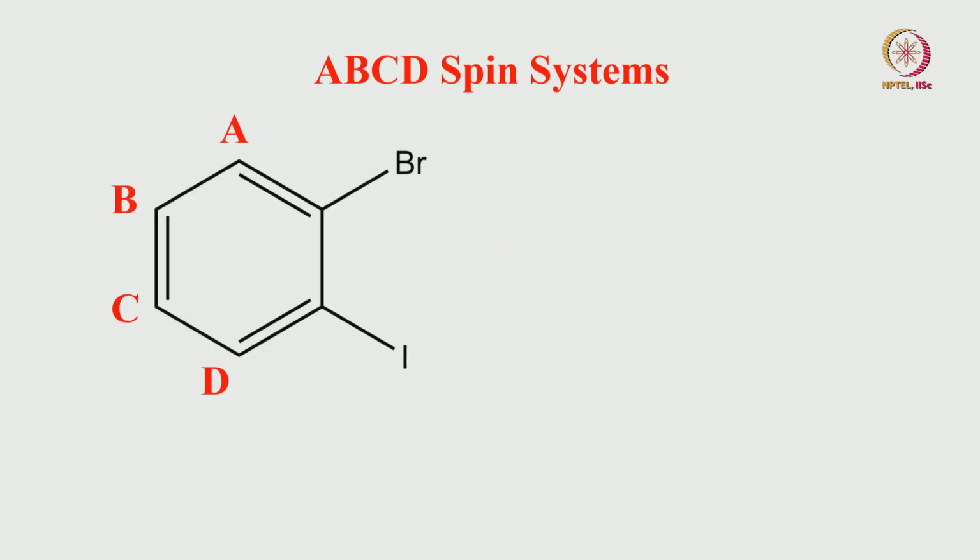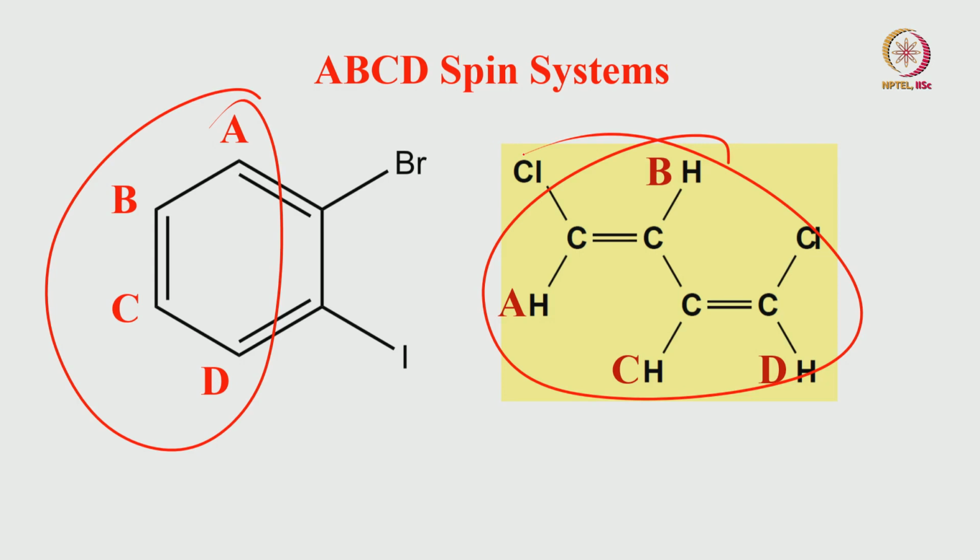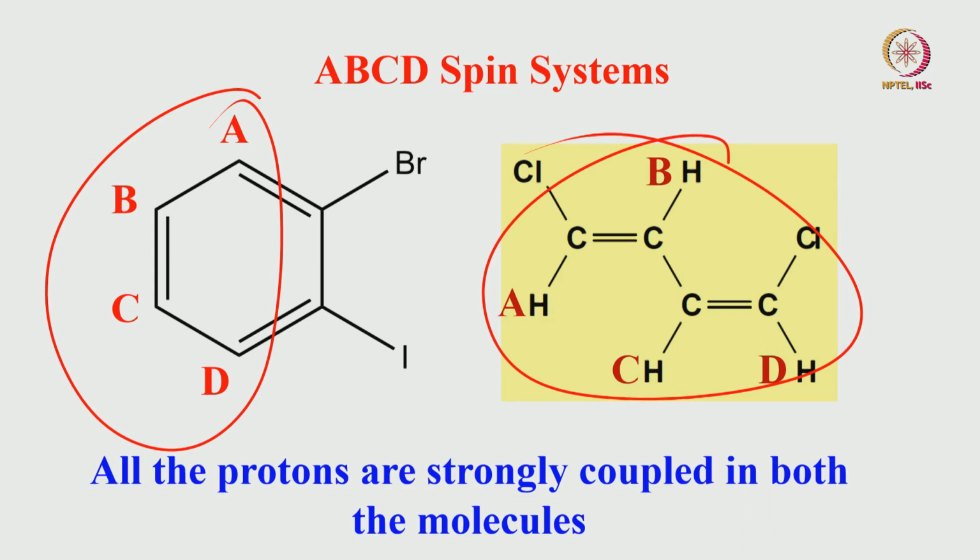So, for a simple example of a strongly coupled spin system, in this molecule these 4 protons are strongly coupled, called ABCD. This is another example, ABCD, strongly coupled. All the 4 protons here are strongly coupled because the chemical shift separation among themselves is much smaller compared to the J coupling. So, this is how all the protons here are strongly coupled. Okay, now this is how we can give nomenclature for homonuclear and heteronuclear spins, both weakly coupled and strongly coupled, fine.